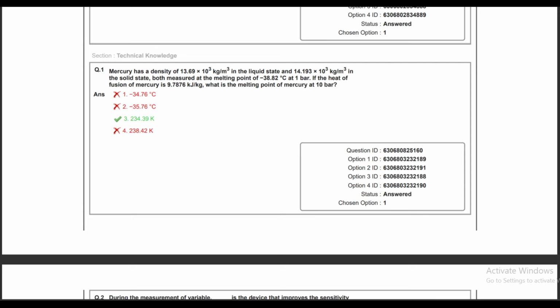In the first question they are saying mercury has a density of this in the liquid state and this in the solid state. So they are providing you two densities of mercury in liquid state and in solid state, and both are measured at the melting point of minus 38.82 degrees Celsius at 1 bar pressure. So if the heat of fusion, so there is a fusion process, is this, you have to find the melting point of mercury at another pressure. There is one pressure P1 which is 1 bar, and at 1 bar pressure the melting point of mercury is minus 38.82 degrees.